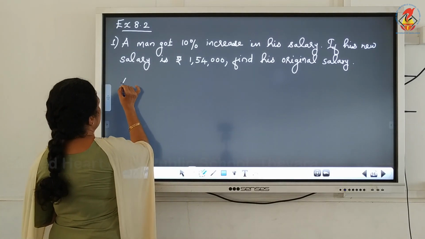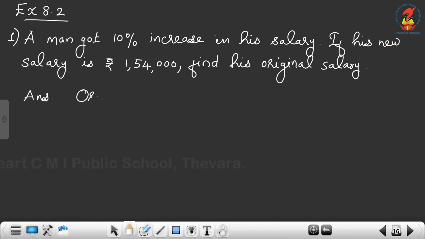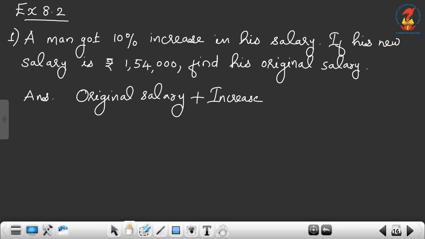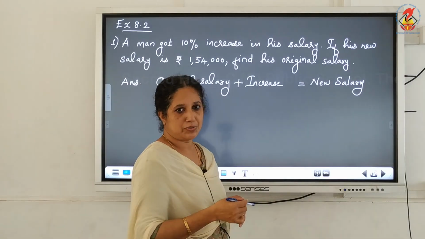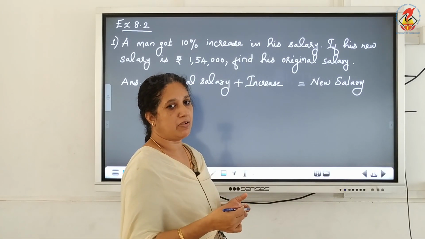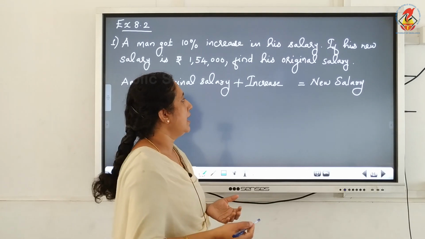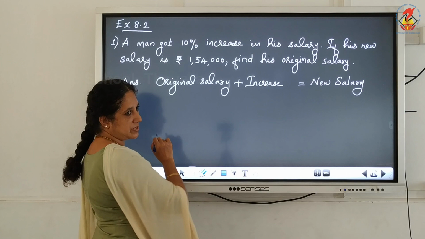Now we can say that the original salary plus the increase in salary. So if you add the increase to the original salary, you will get the new salary. So original salary plus increase is equal to new salary. Now here we have to find the original salary, and the increase is based on the original salary.